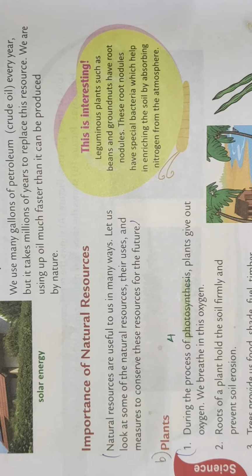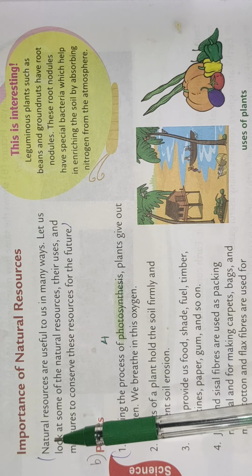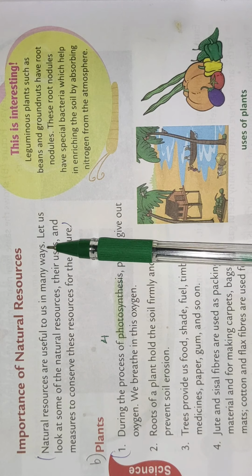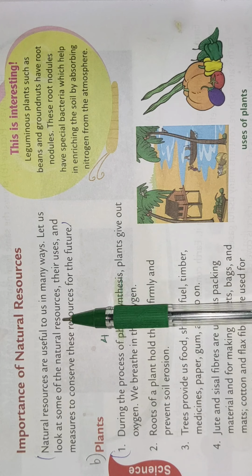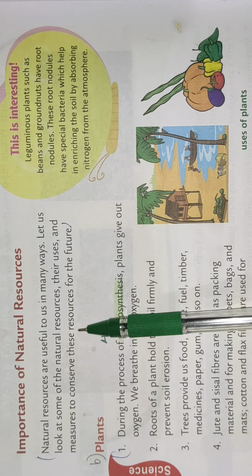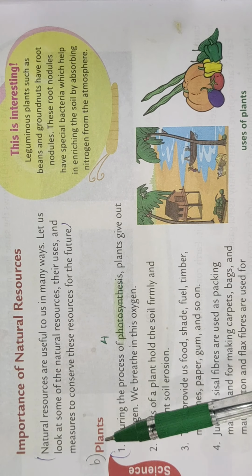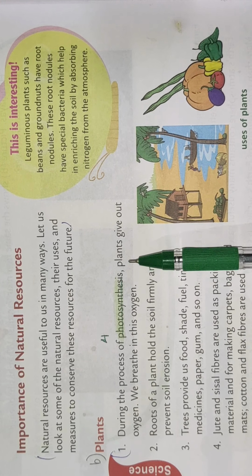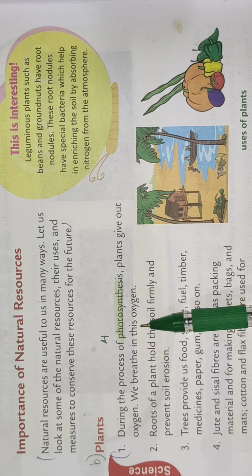Now let's learn about the importance of natural resources. Natural resources are useful to us in many ways. Let us look at some of the natural resources, their uses and measures to conserve these resources for the future. Plants. During the process of photosynthesis, plants give out oxygen. We breathe in this oxygen.